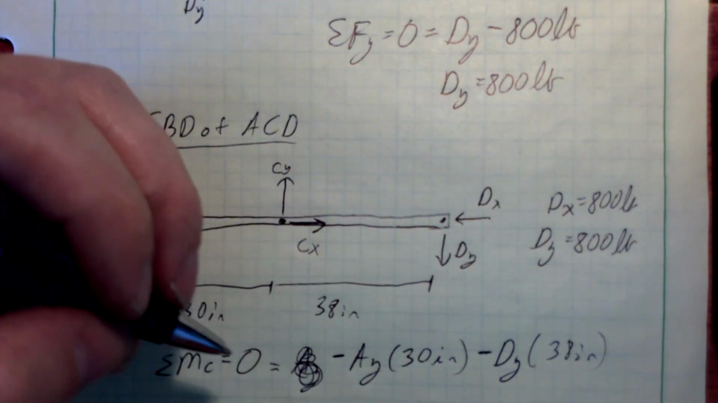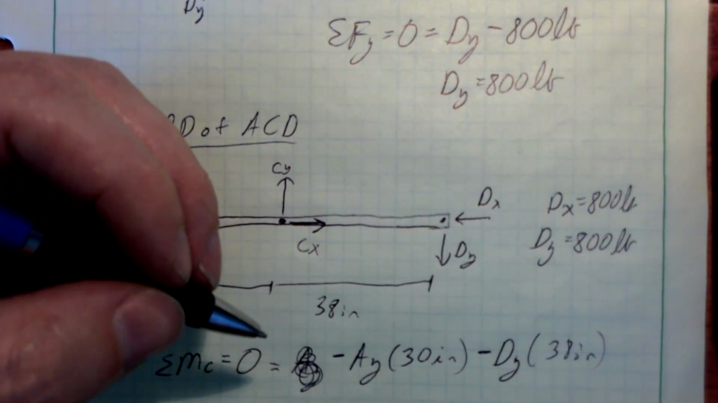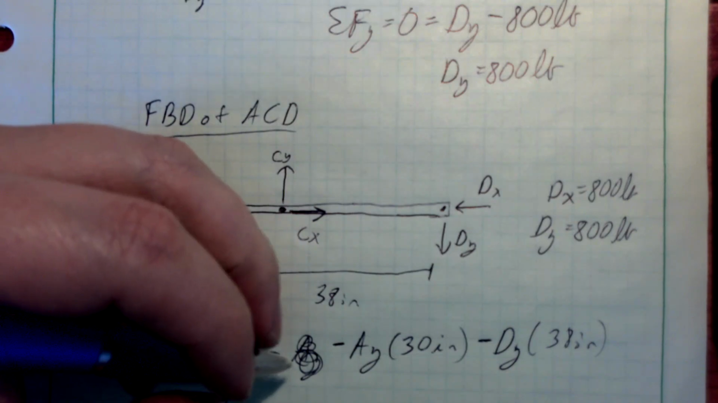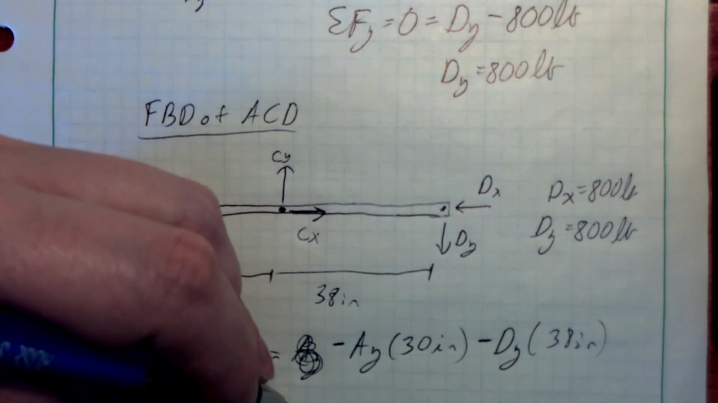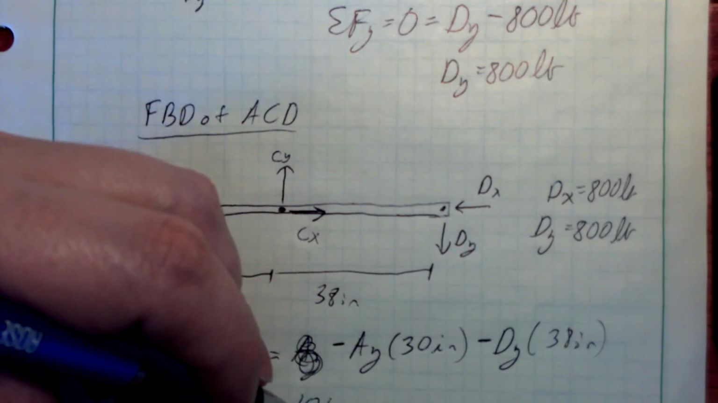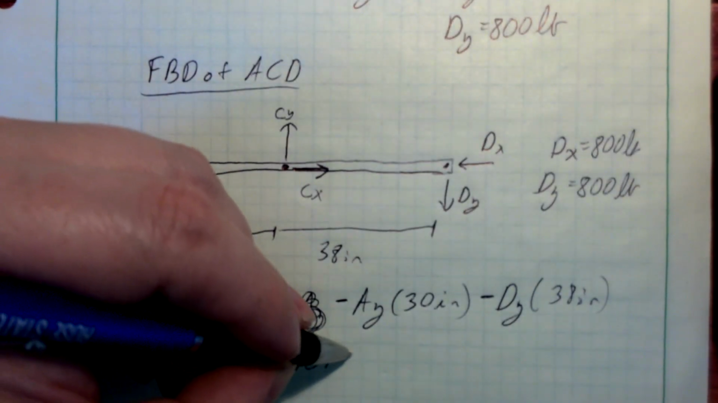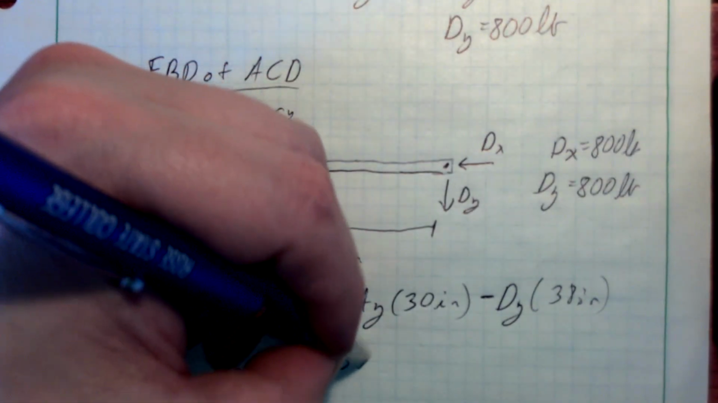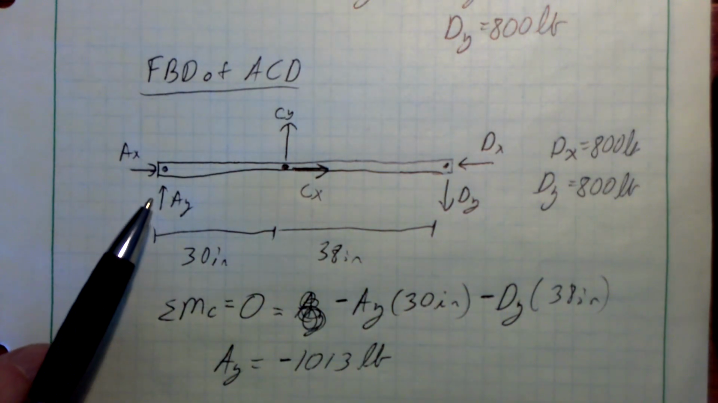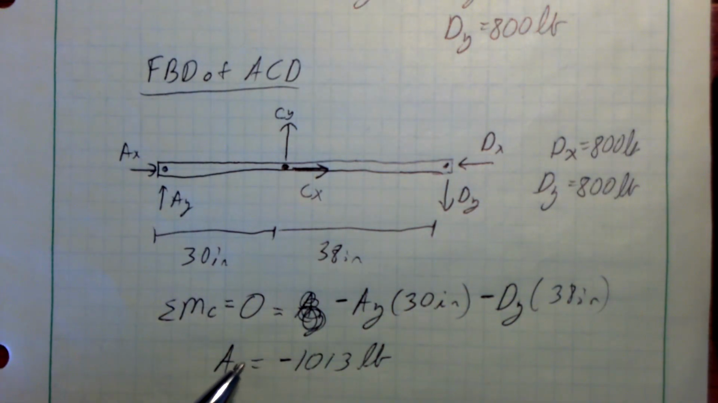So this is 0 is equal to these things. When you solve this, you find that AY, I have written down here, is minus 1,013 pounds. So I've drawn it positive here. It actually picks up a negative sign.